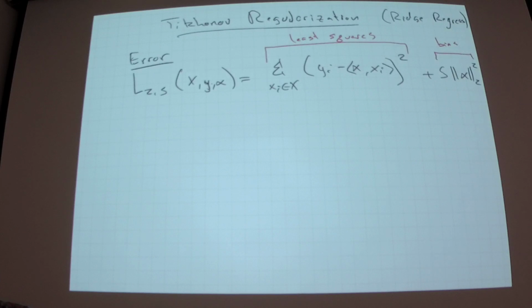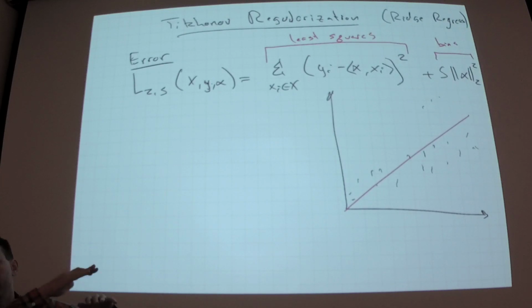So if I draw a picture, and for simplicity, let's just say that the model, the least squares model, can go through the origin. So don't worry, assume the offset is built into the xi. This is y. So this is the least squares solution. And now this is the ridge solution.